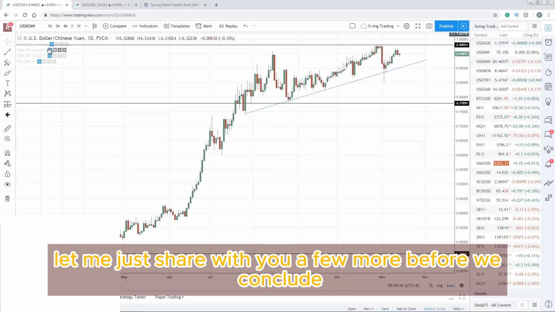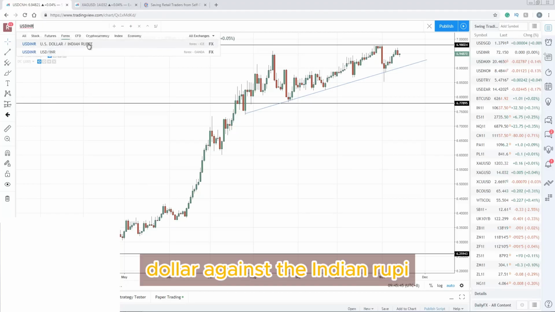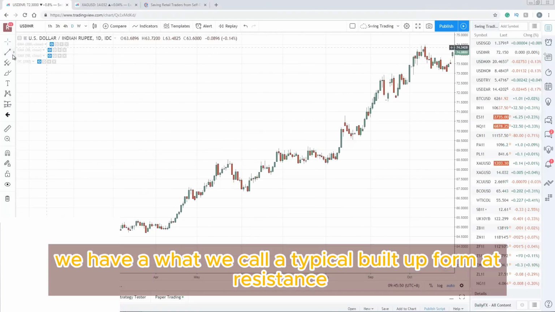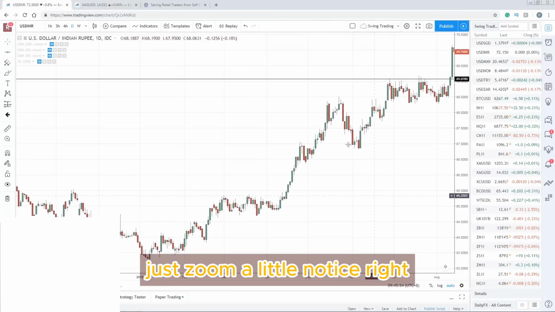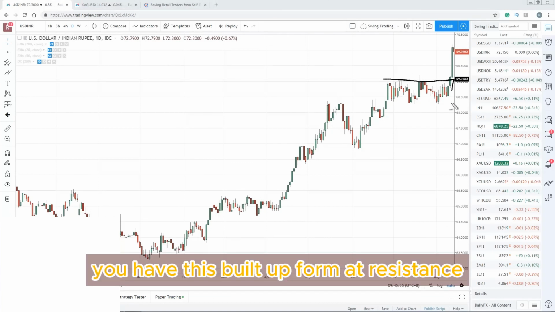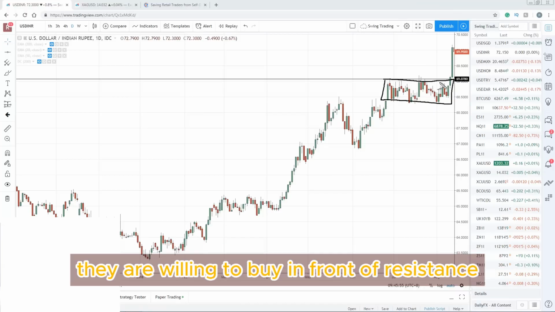Let me just share with you a few more before we conclude today's session. Dollar against the Indian rupee. So this one over here, we have what we call a typical build-up form at resistance. Just zoom out a little. Notice, this one is a little bit different from the ascending triangle, but the concept is the same. You have this build-up form at resistance telling you that buyers are willing to buy at these higher prices. They're willing to buy in front of resistance.